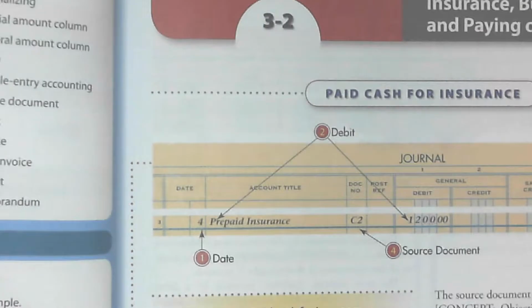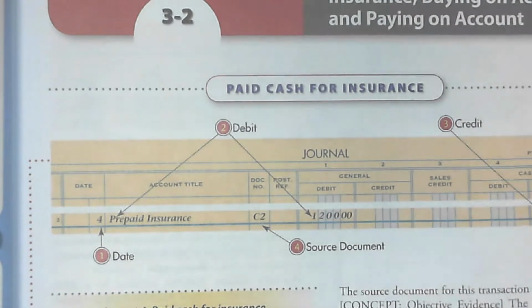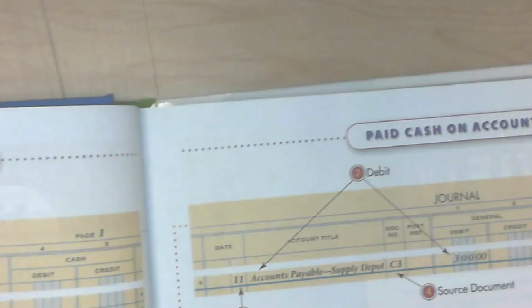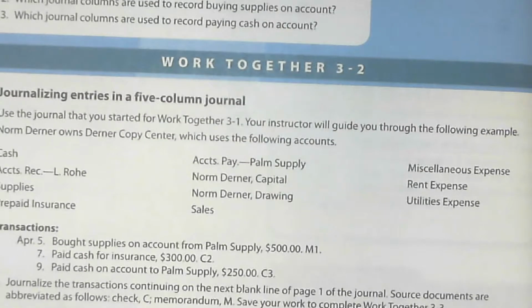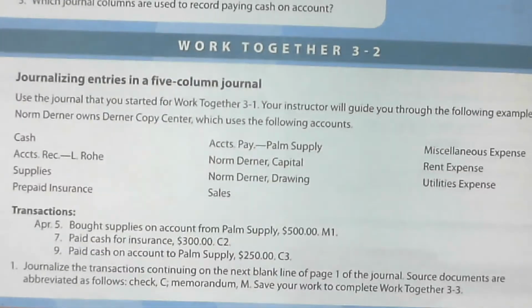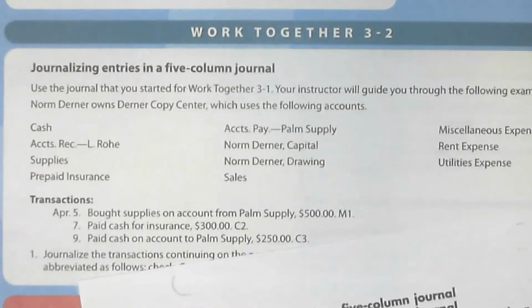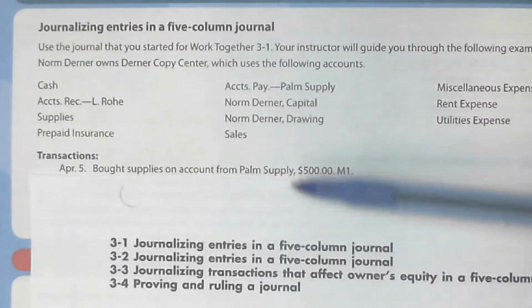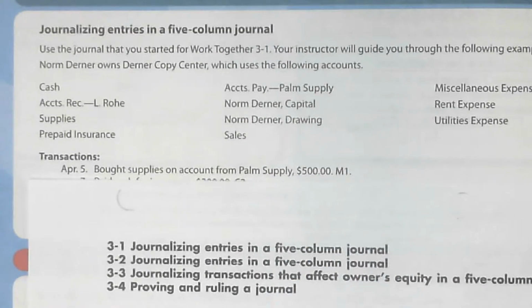Okay, so now on to section 2. We're going to pay some cash for insurance. We're going to buy supplies on account. We're going to pay some cash on account. Yeah, so now we're on page 66. So April 5th, bought supplies on account from Palm Supply for $500.